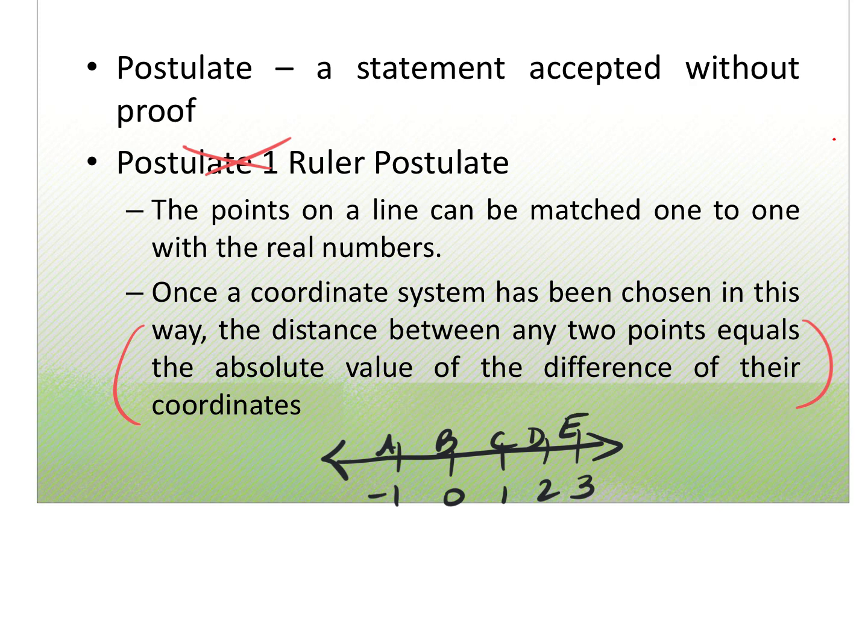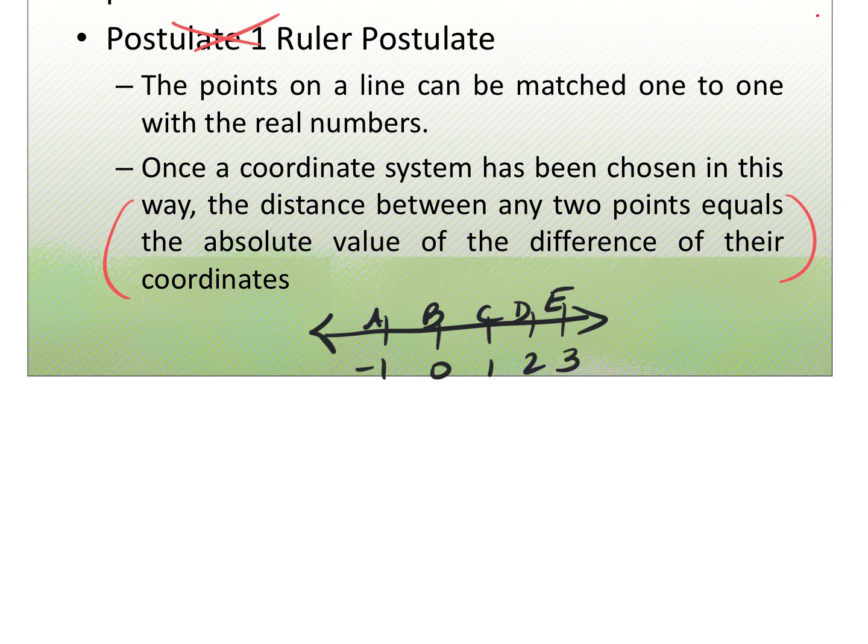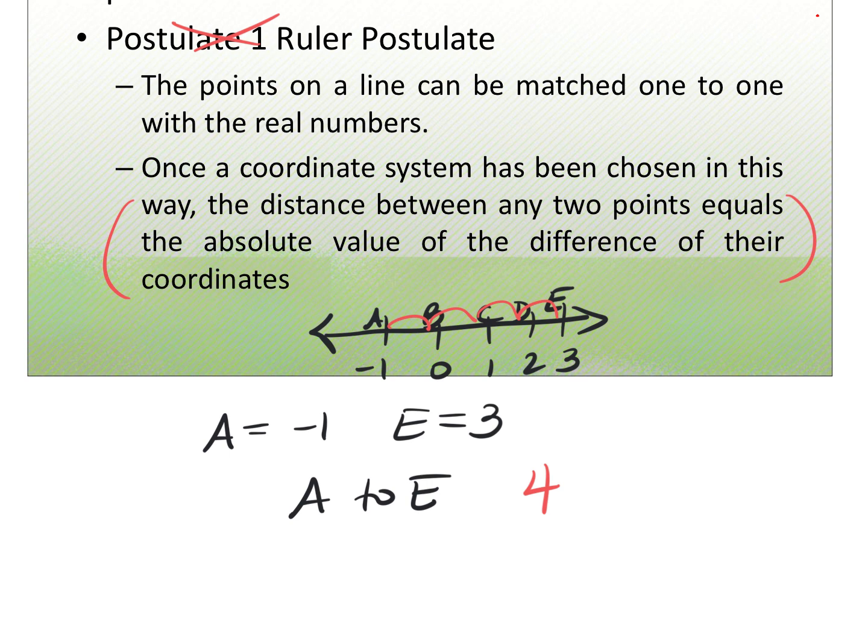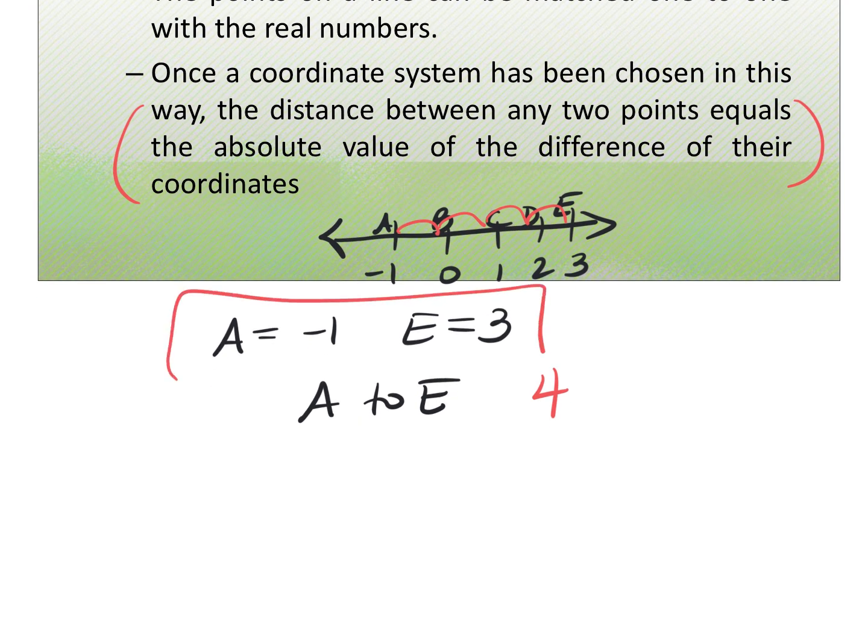So let's say they gave you the visual, and you can see that coordinate A is equal to -1, and I'm going to ask you to find the distance from A to E. So again, if you're given the visual, you could count the gaps, count the spaces. 1, 2, 3, 4. So by using the visual, we can see that there is a distance from A to E of 4.